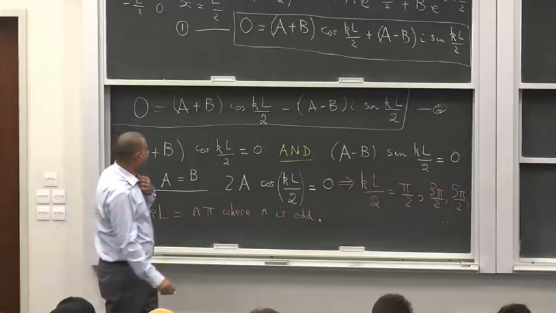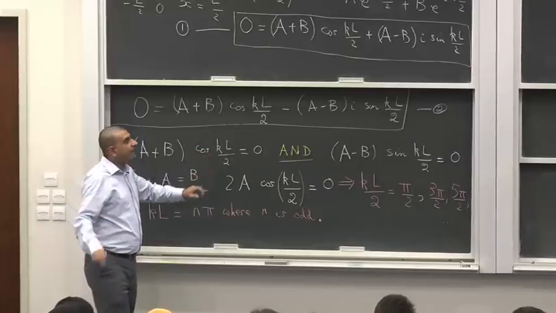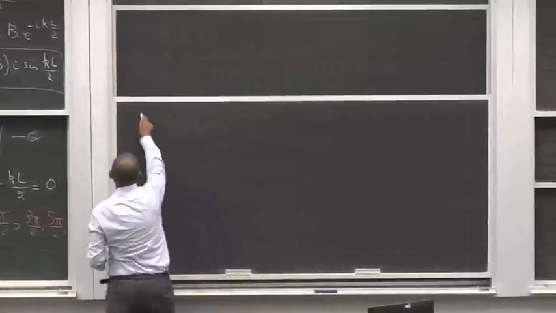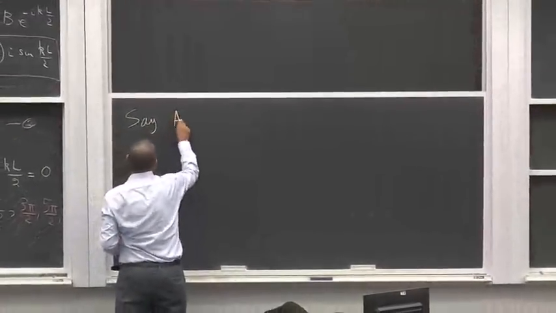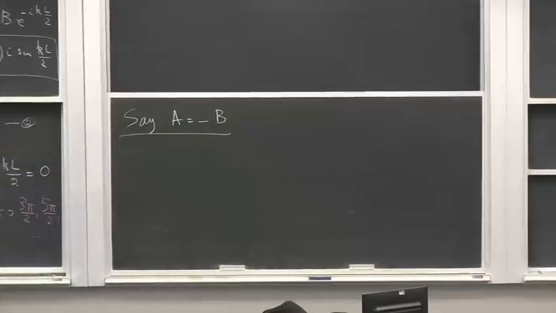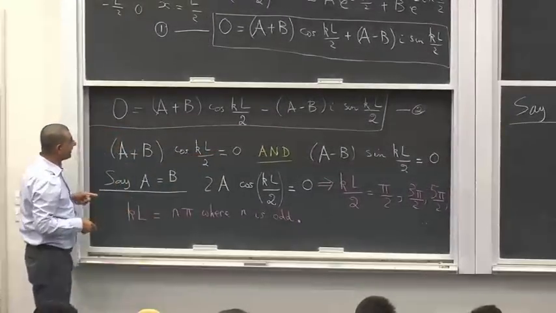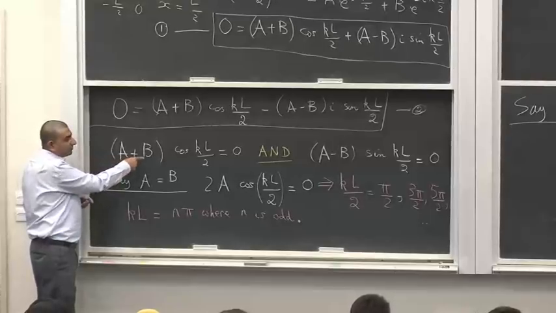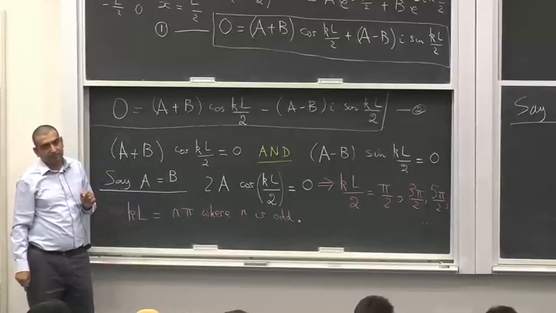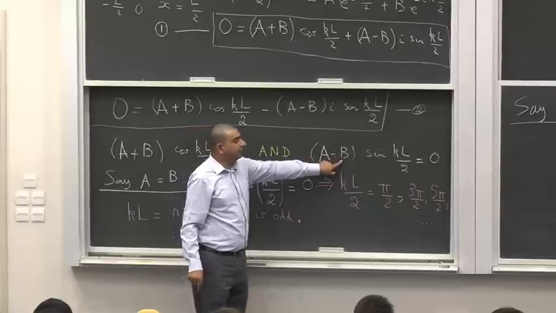Alright? So I have exhausted one possibility. The other possibility is, say, A equals minus B. So I look at this equation and I impose the restriction that this equation is satisfied, and it's going to be satisfied always when A equals minus B. If A equals minus B, then this equation is automatically satisfied. But if this equation is satisfied, then I put B equals minus A here.